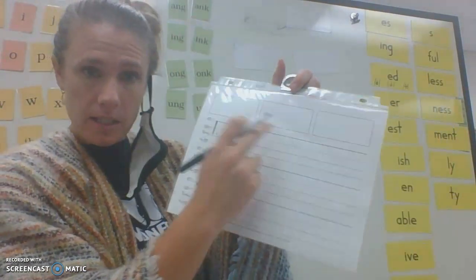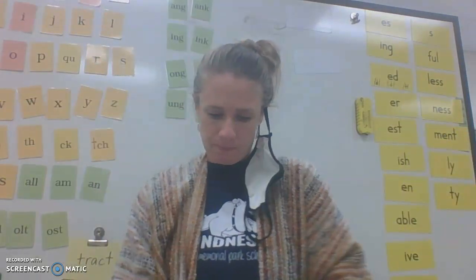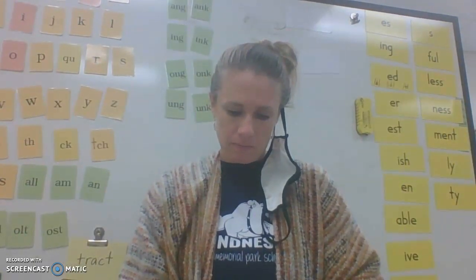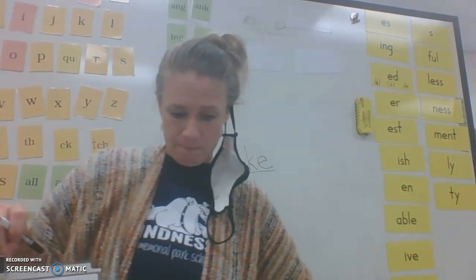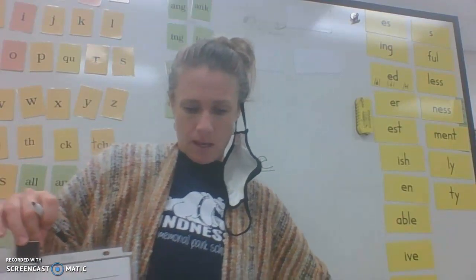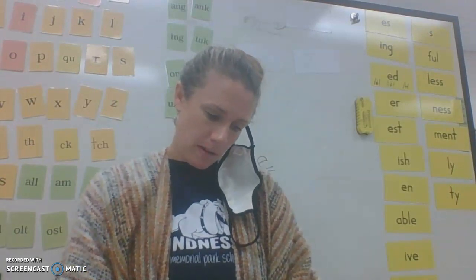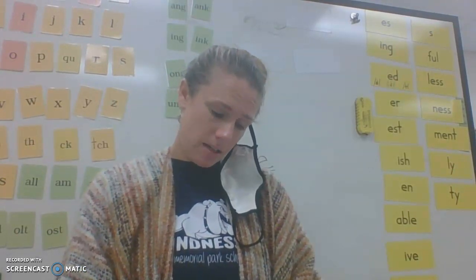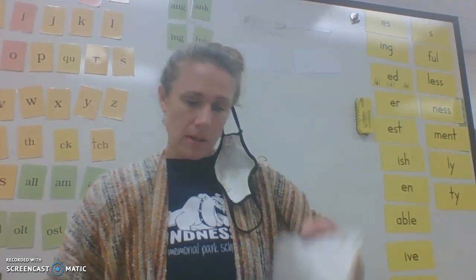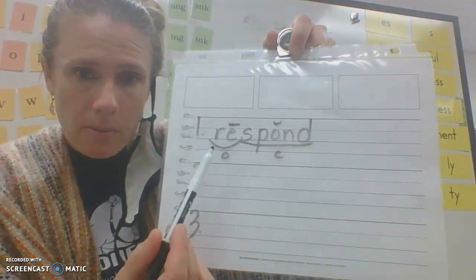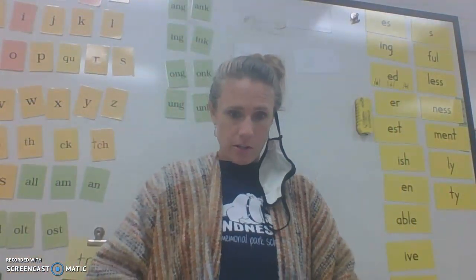Remember, you can use these boxes at top to help you with the syllables. Respond. Pause if you need to have more time. Let's mark it. Scoop the syllables and mark them. Respond. Look like this, right? Open syllable, so it's a long E. Closed syllable, it's a short O. Here's your next word. Repeat after me.